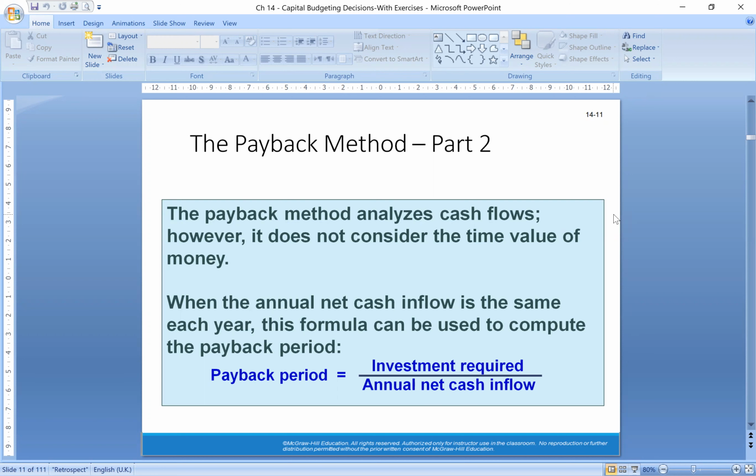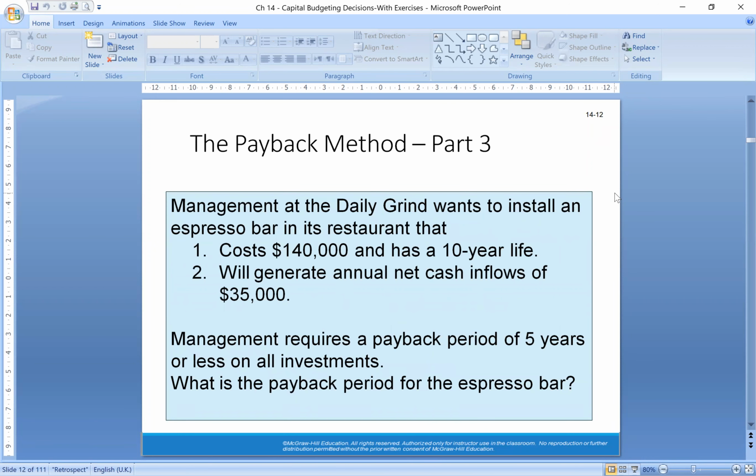When the annual net cash inflows are the same each year, this formula can be used to compute the payback period. Payback period is equal to investment required divided by the annual net cash inflows. Example, suppose that the management at Daily Grind wants to install an espresso bar in its restaurant that costs $140,000 and has a 10-year life. My project is for 10 years.